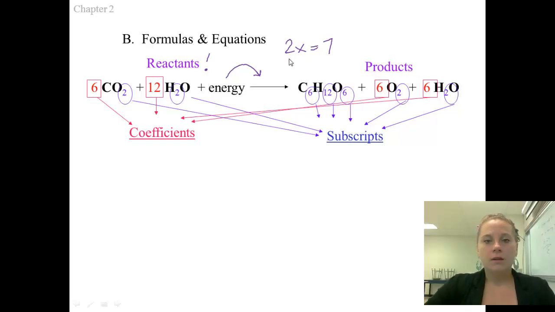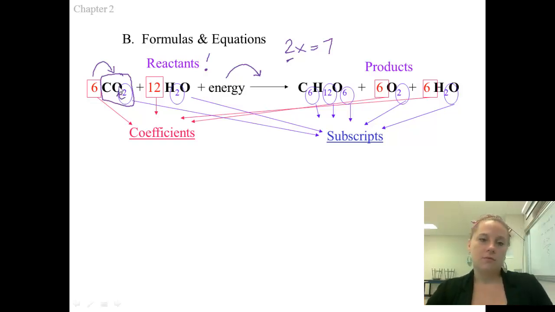We know that this 2 that's in front of the x tells me that I have 2 x's. Well, same thing goes here. Here's my compound, carbon dioxide, and I need 6 of them. And carbon dioxide is a compound made up of 1 carbon atom and 2 oxygens. So that's how we read the equation.